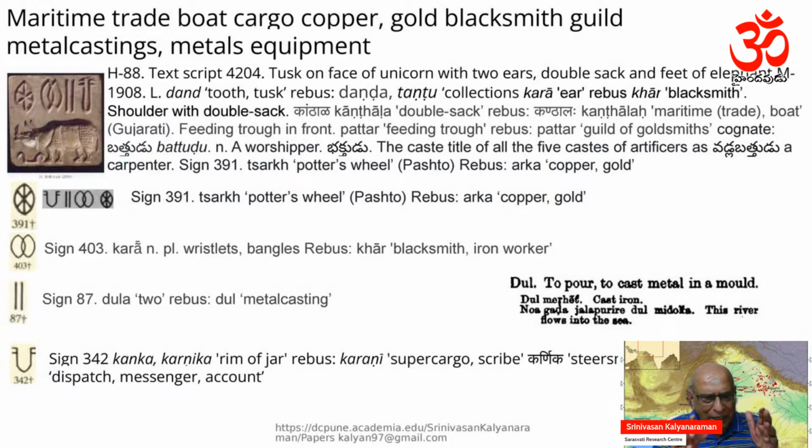Rebus, Kar, blacksmith, iron worker. Or they can also be seen as metal casting ingots. Dula, two metal casting. Ingot, Muha, furnace produce. Same sign 42, reported to Kanka, Karnika, Karana, Karani Supervanko, Karana Messenger Account Trade. Maritime Trade Board, Argo, Copper, Goldsmith, Guild, Metal Castings, Metal Equipment.